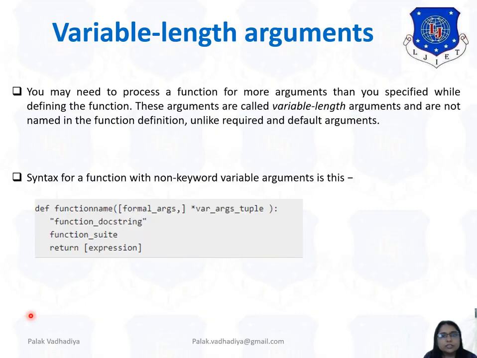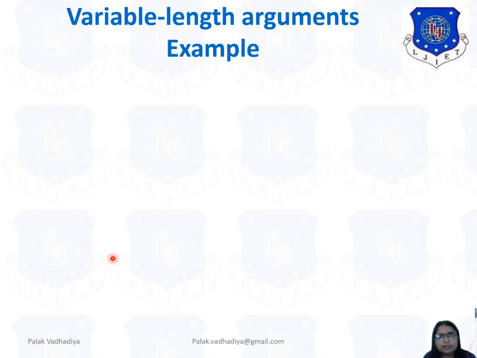The syntax is like this. Here is the function name, then the formal argument, and this asterisk represents a variable length argument. This asterisk sign specifies that the length is not fixed. Then you write the doc string and then your return expression. Let's see one example.